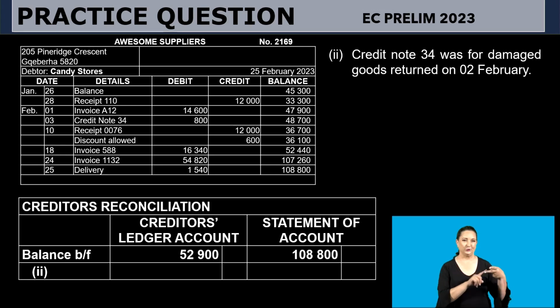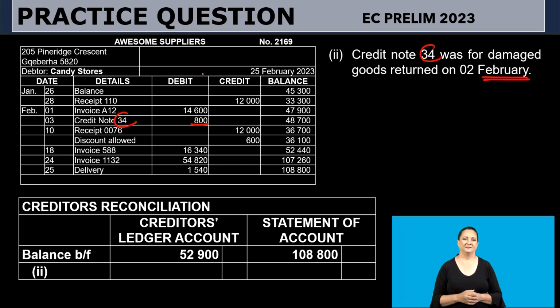Number 2. Credit note number 34. Okay, credit note number 34. You see this one here was for damaged goods returned on 2 February. Then they went quiet. What does that mean?